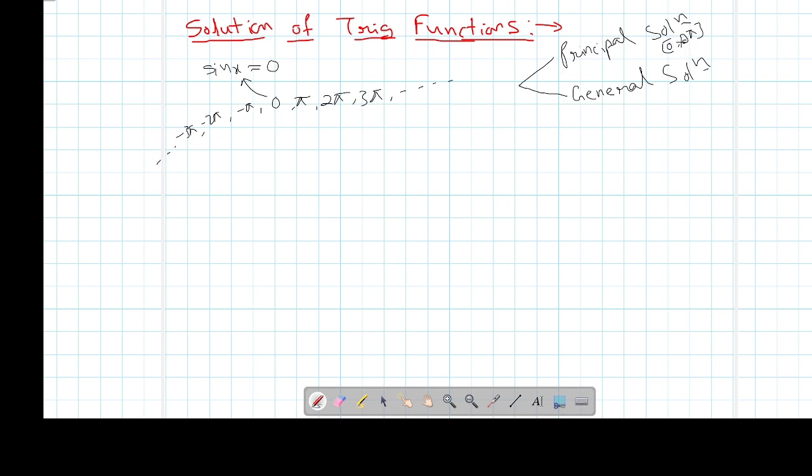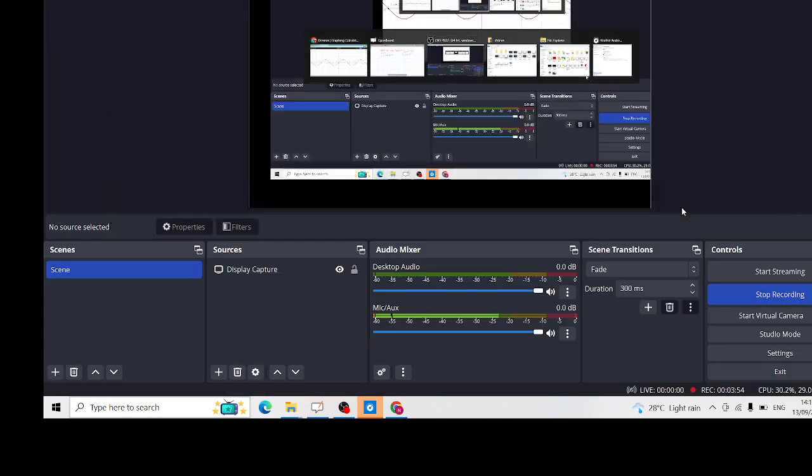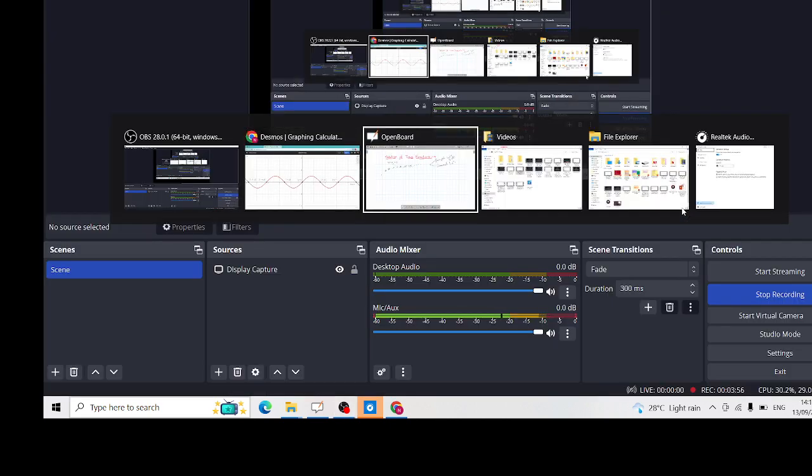If I show you the graph, at 0 it is 0, and at pi it is 0. At 2 pi also it is 0. So there are three principal solutions for sin x equal to 0 in the range 0 to 2 pi. Okay, this is about the principal solution.